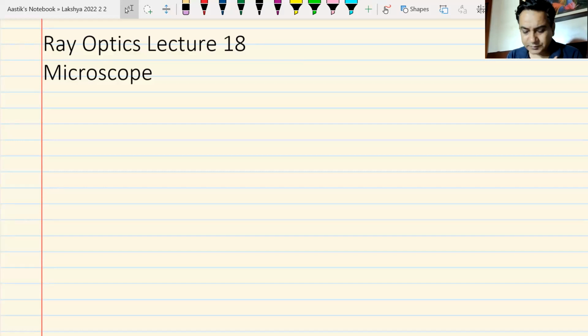Have you seen a microscope? You must have seen a microscope. What does a microscope do? If you have small things that you cannot see with your naked eye, very small to see, you put it beneath a microscope, and you see an enlarged view of the same. Now, how does a microscope function?